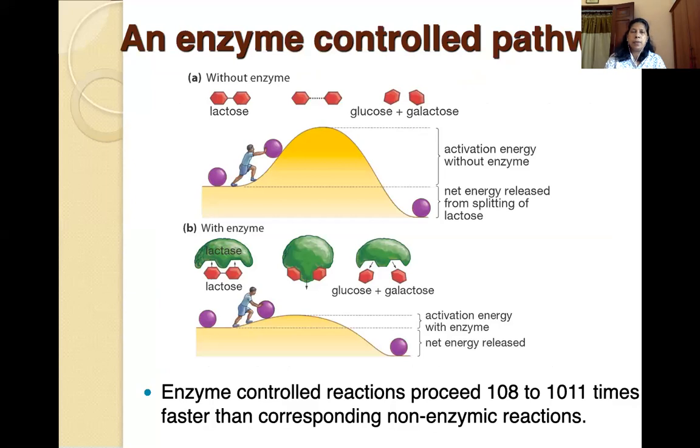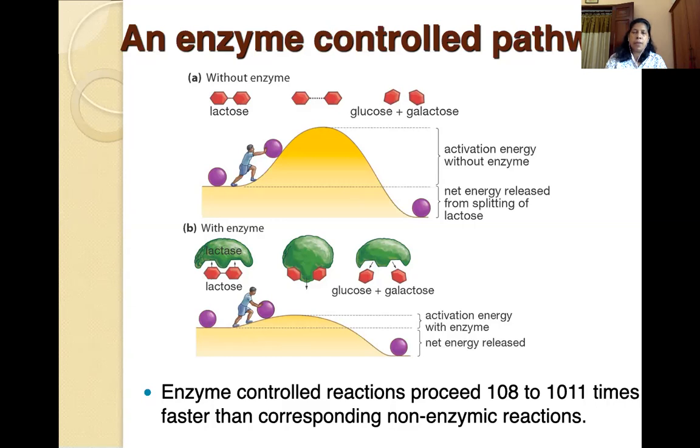Now see this picture, an enzyme-controlled pathway is shown here. We know that lactose is available in milk, and lactose needs to be broken down to glucose and galactose. When it comes to those monomers, they can be absorbed by our body. You can see what the activation energy is doing: activation energy without enzymes needs more energy. And the net energy released from splitting lactose is really high, as shown in picture A.